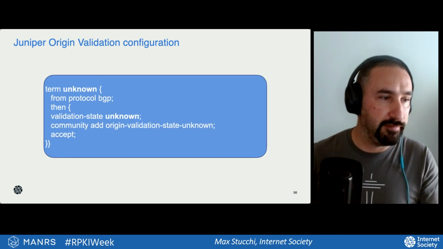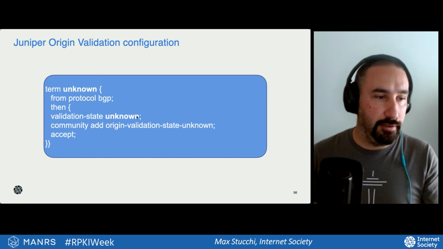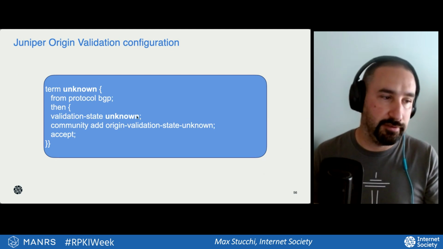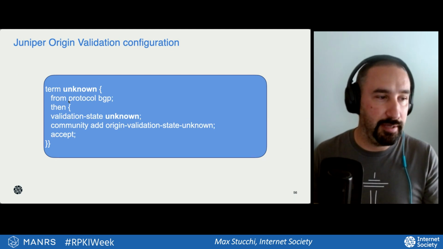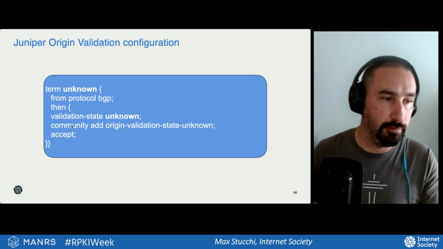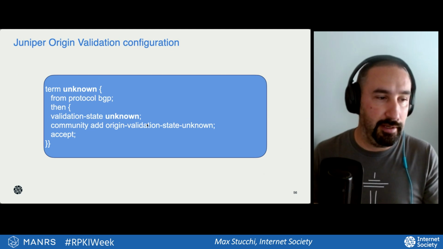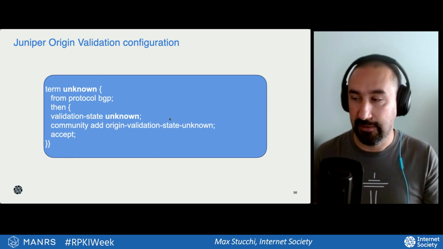And then we have validation state unknown, which is the same as not found. And what we do is accept, keep the local preference the same, so we don't affect the local preference, but we say add the community that says the origin validation state is unknown.